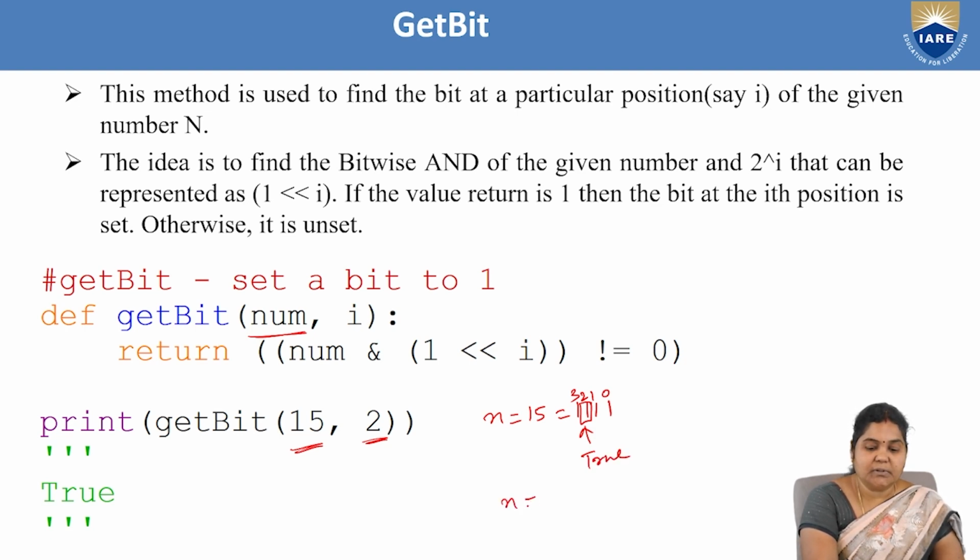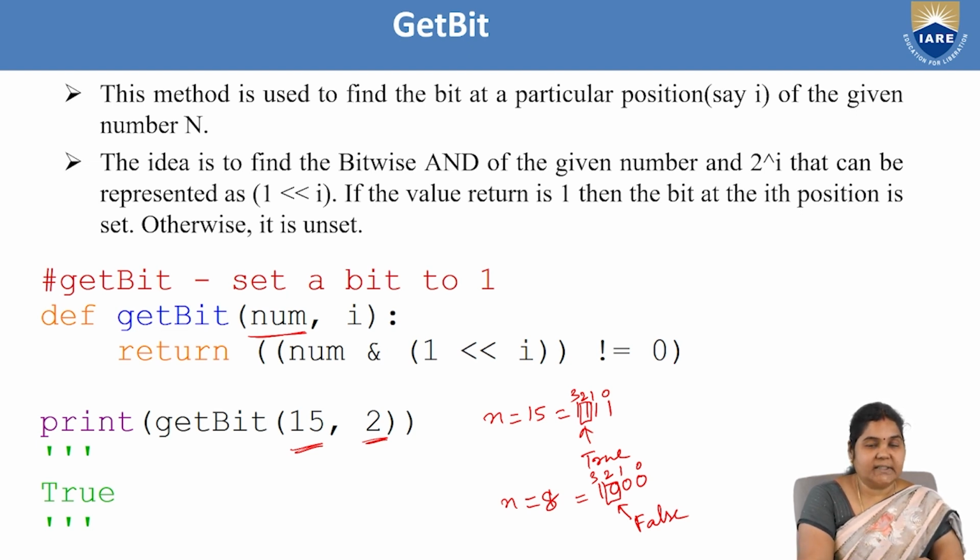Suppose the number is 8, which is nothing but 1000. The second bit, 0, 1, 2, 3. If you want to know the second bit, this bit is clear, so it is unset already. So this will give you false.